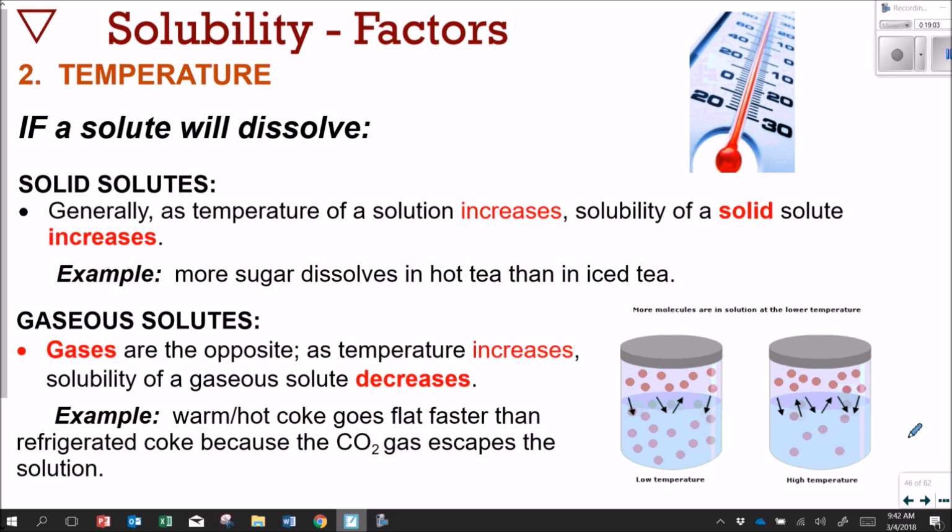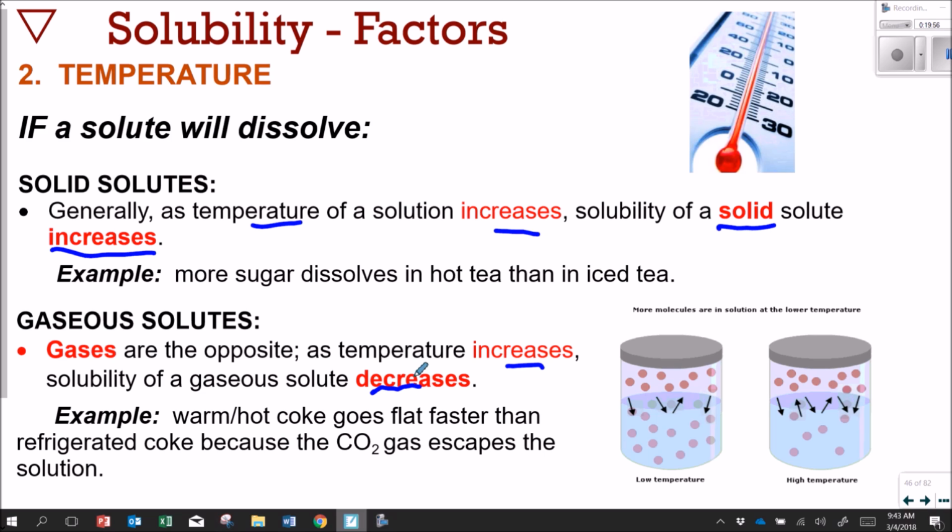The second factor that affects the solubility of a substance, that is how much will dissolve, is temperature. For solid solutes, generally, as temperature increases, the solubility of a solid solute also increases. So you can think of when you dissolve sugar in hot tea or iced tea, more sugar will dissolve in the hot tea than the iced tea. For gaseous solutes, it is the opposite. As the temperature increases, the solubility of a gas decreases.